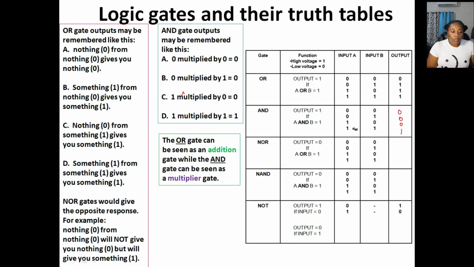The NOR gate is the opposite of the OR gate, so nothing from nothing will not give you nothing, it will give you something. So that's 1. And then you have something from nothing. Something from nothing will not give you something, it will give you nothing, and that's what we will write all here. And then for NAND, NAND is the opposite of AND, so 0 times 0 is not equal to 0, it will equal 1. 0 times 1 not equal to 0 gives you 1. Same thing here, 1. And 1 times 1 is not equal to 1, it equals 0.